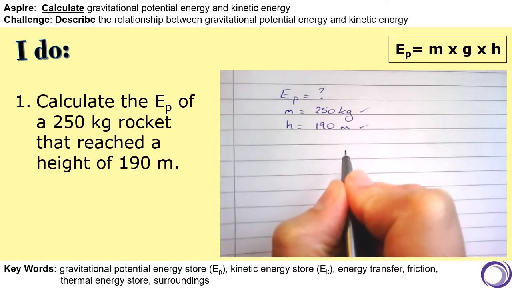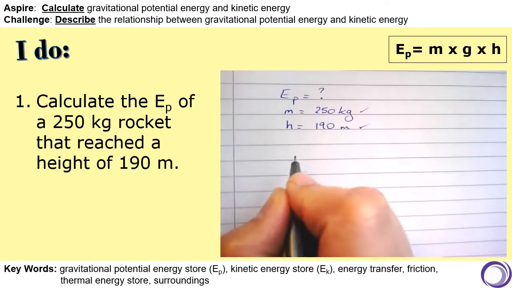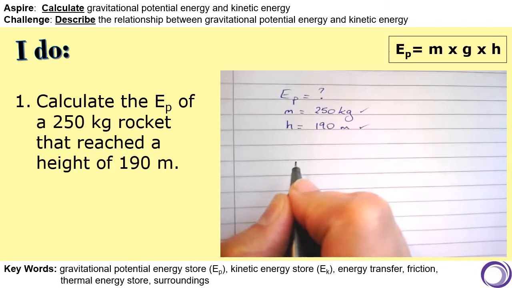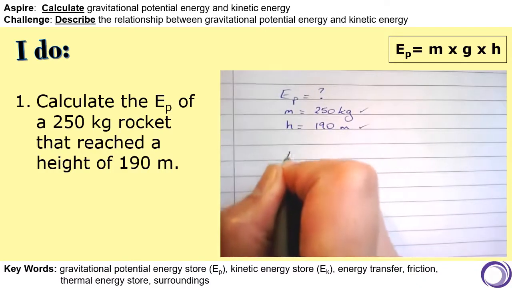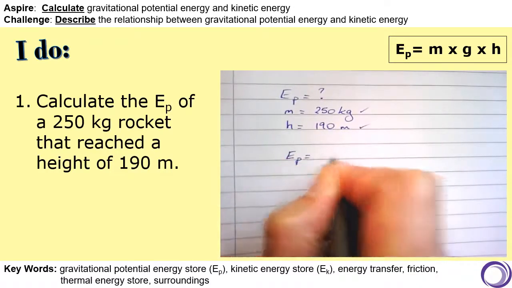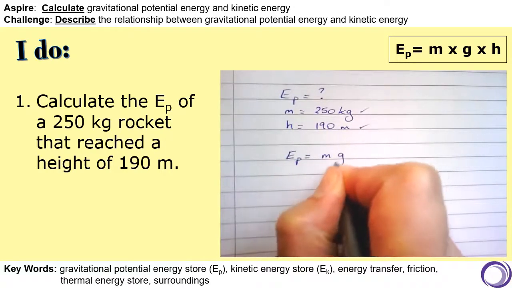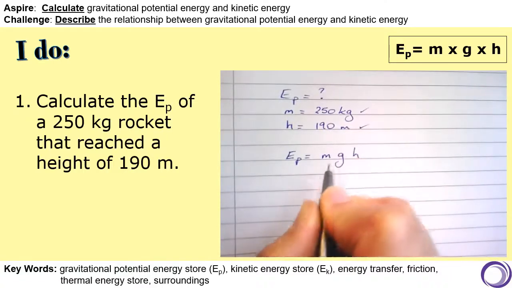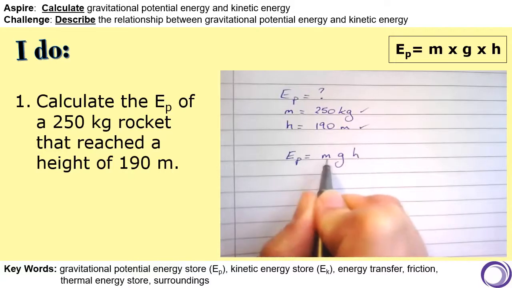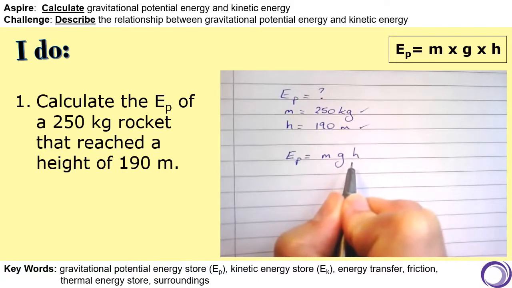Now the next thing that I'm going to do is write the equation that I'm going to use. Now I know that you've already written it, but it's a really good idea to write the equation again to make sure that in the exam you know it and you don't make any mistakes by accident. So EP equals m times g times h. Or just like you do in maths, you can just write it mgh. That means we are just multiplying those three together.